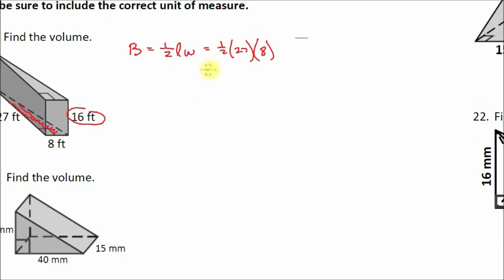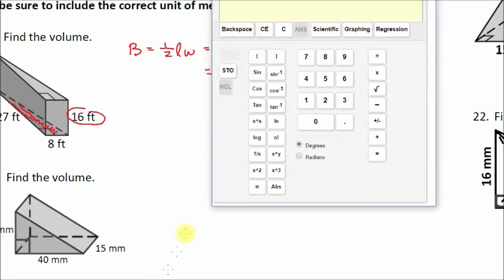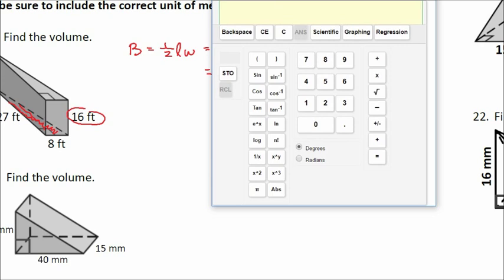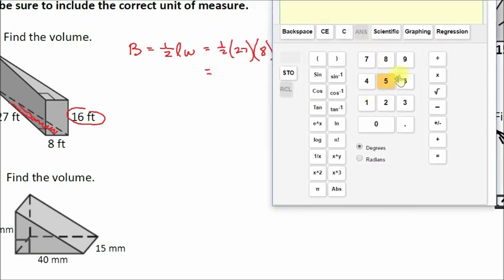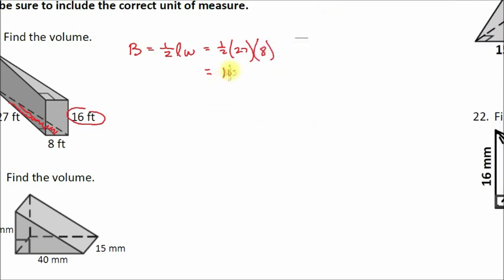I'm going to go ahead and put that in my calculator here. So 1/2, I'm going to put in parentheses 1 divided by 2, close my parentheses, and then I'll put 27 in parentheses, and then I'll put 8 in parentheses. Some of your calculators might require you to press the multiply key in between these terms, and most of them will not. And the answer here is 108. So my base area is 108 feet squared.